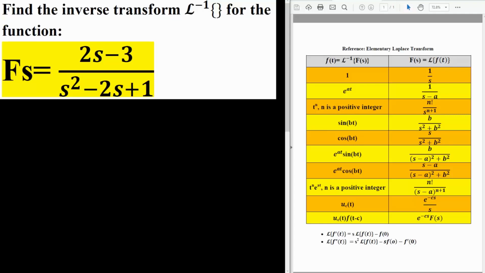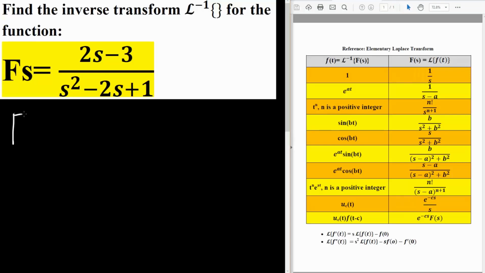Okay, in this video we want to find the inverse transform for the function F(s) given as (2s minus 3) divided by (s squared minus 2s plus 1). And so let's get started. And so the first thing we're going to do is rearrange what we have.